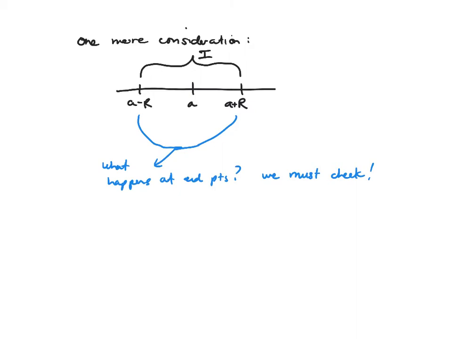Now in practical terms, do you always have to check the endpoints? You don't if I don't ask for them. But if I wrote a question saying, also check the endpoints for convergence, then you'd have to go do it. All right.